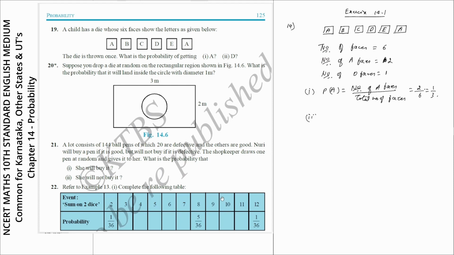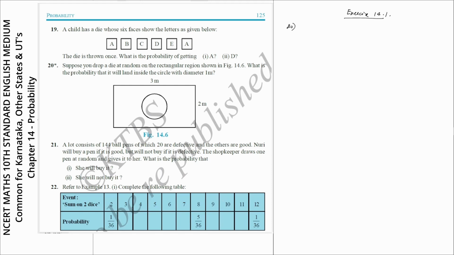Now second sub question, what is the probability that after throwing a dice, the D face is coming? So this will be number of D faces divided by total number of faces. You can skip writing this sentence and save time in the exam. Directly we can write the numbers here, that is 1 by 6. So probability that A occurs is 1 by 3 and probability that D occurs is 1 by 6.